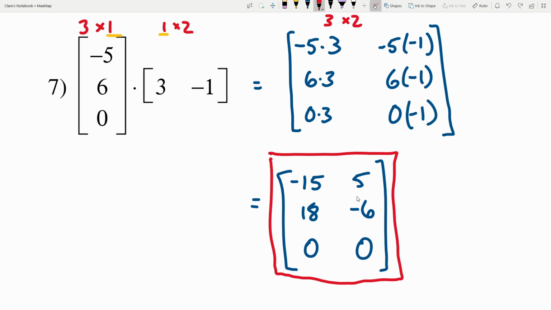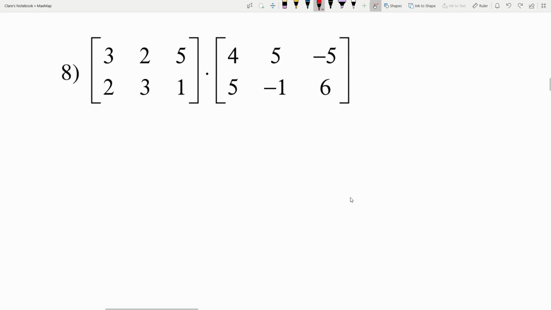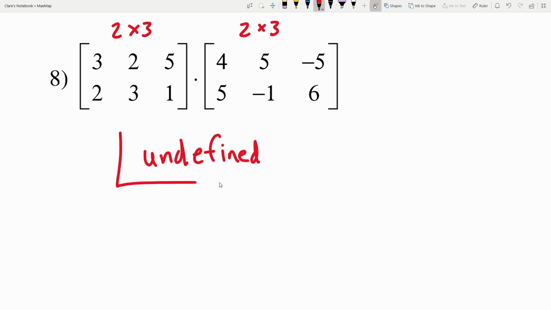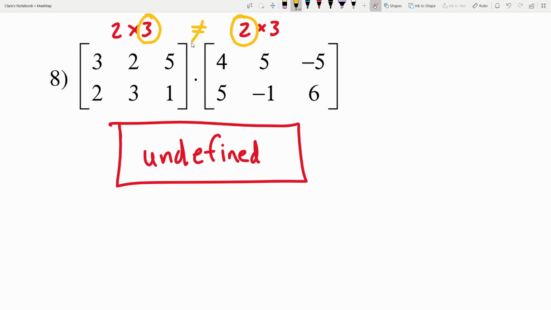Let's move on to the last number on this page, number 8. So the first question we should always ask ourselves is, can we multiply these? So I have a 2 by 3 matrix, and I'm going to be multiplying that by a 2 by 3 matrix. You know what my answer is? Undefined. And we're done. This is probably the easiest problem on this sheet because the number of columns of my first matrix does not match the number of rows in my second matrix. I cannot multiply these together. My answer is simply undefined.